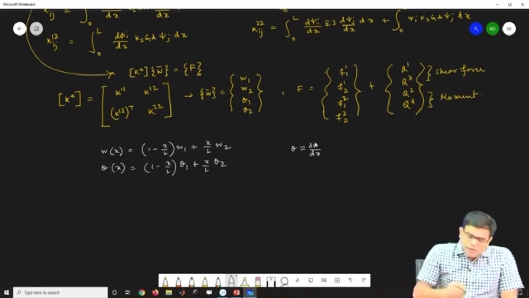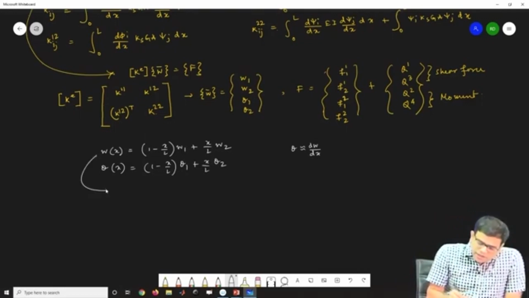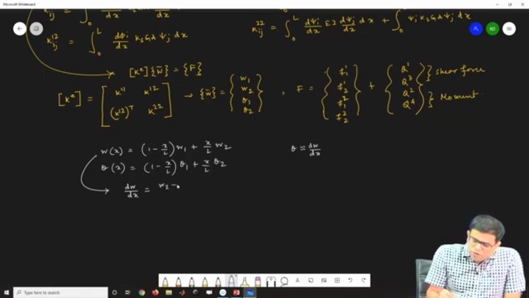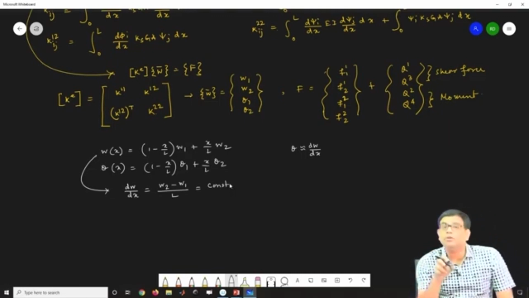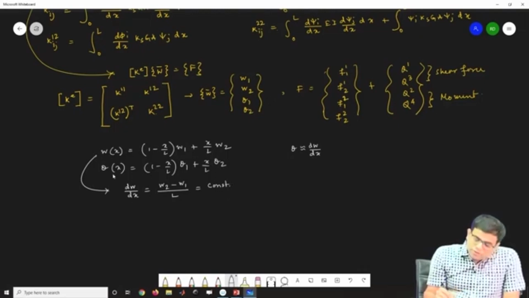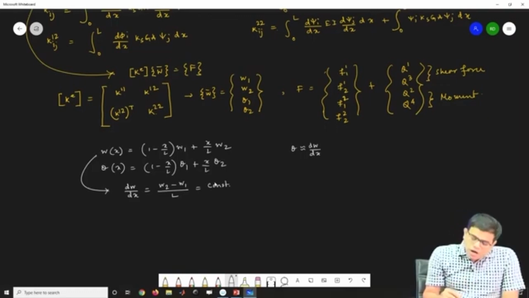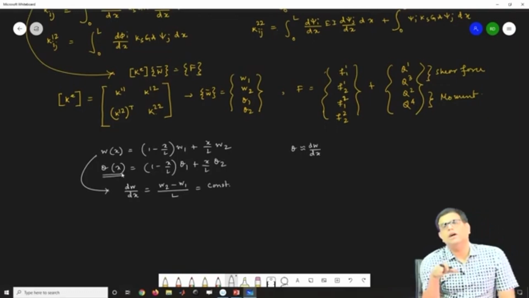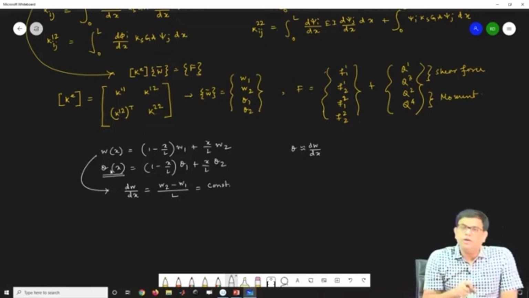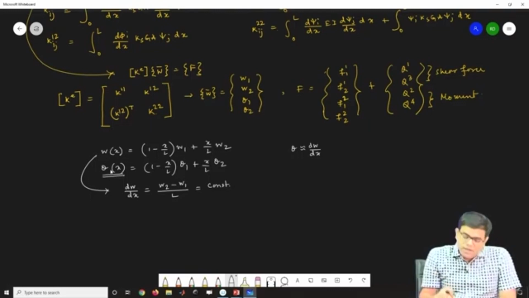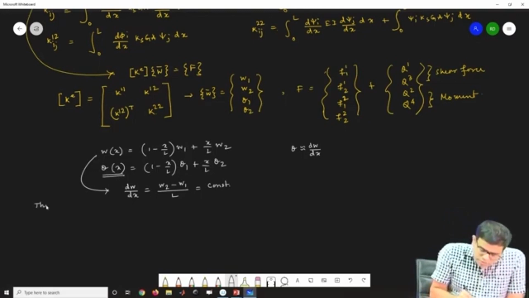So then what will happen? If I consider dw dx, it is simply w2 minus w1 by L. So this is a constant slope. That's what we observed in the one beam problem that I did earlier. Now theta x is actually a variable, linearly varying, but from displacement I will get a constant theta in case of a thin beam. So remember, I am just talking about a thin beam now.